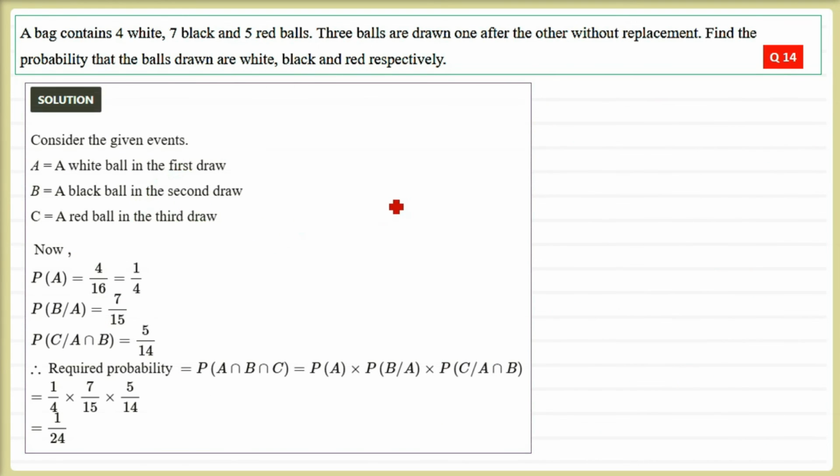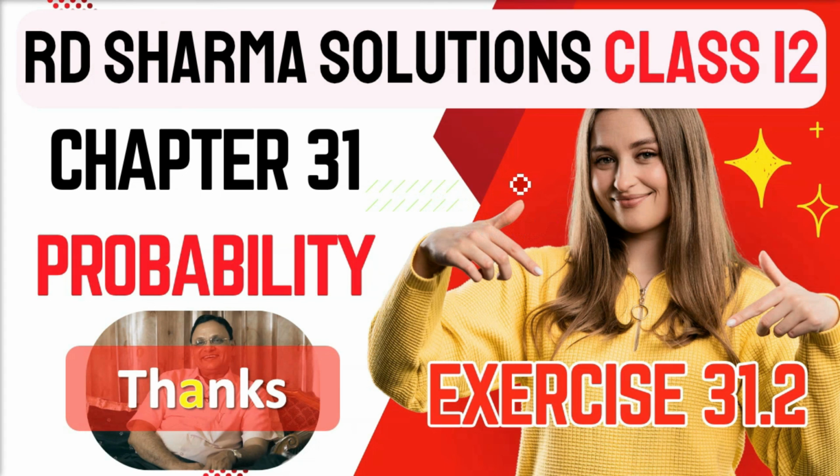Now this is how this can be done. Kindly make the diagram wherever possible. All other things are quite clear to you now. So this is all about this exercise.